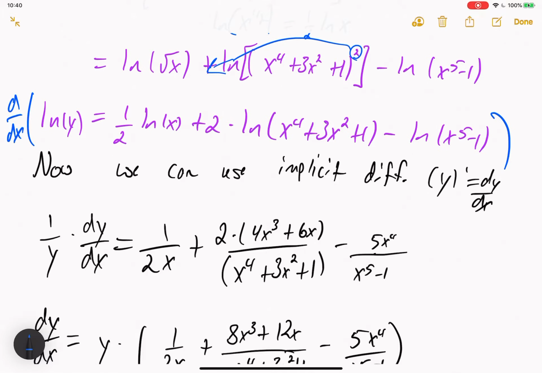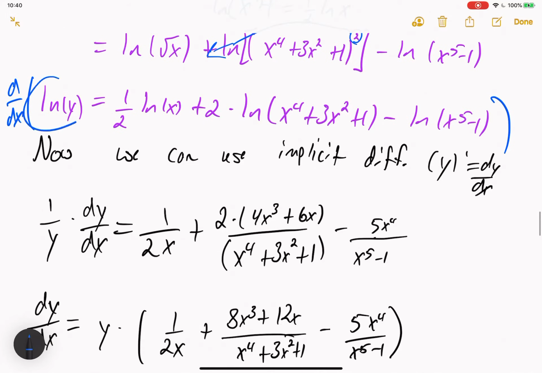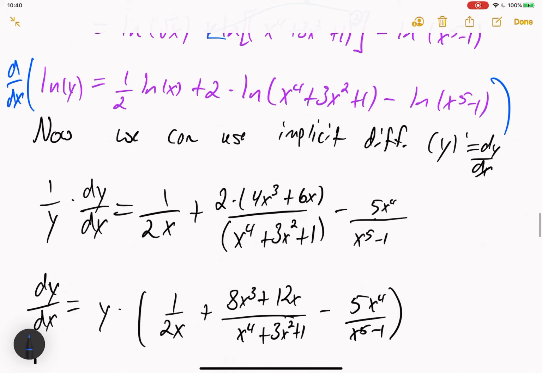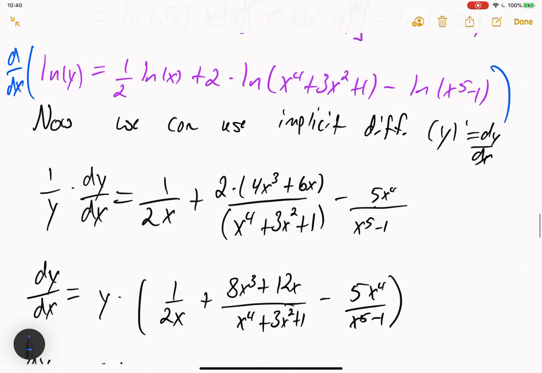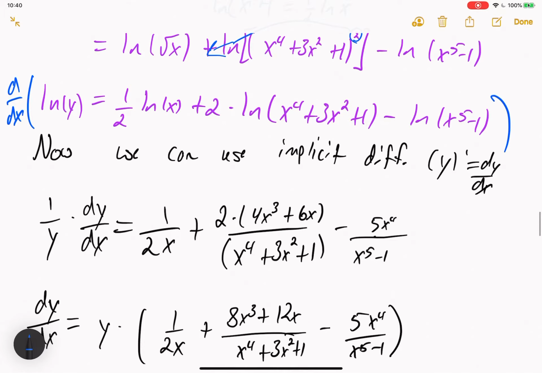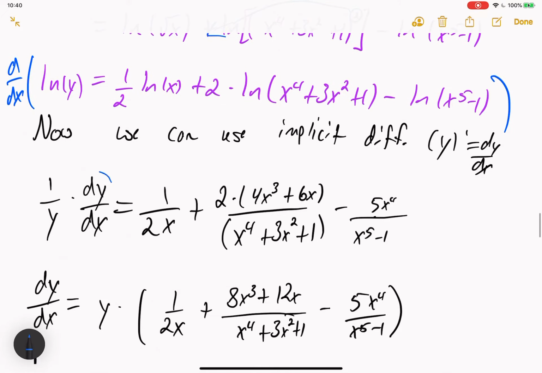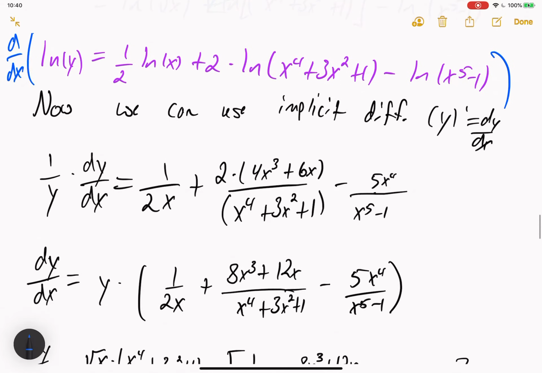And this is where it's implicit because now we don't have just y, we actually have something as a function of y. We have y as something other than itself normally. So in this case, we have ln of y. Remember that the derivative of y is dy dx. So for the derivative of ln, it's 1 over the argument, so 1 over y, times the derivative of the argument, so times dy dx. And now this is where we get to use the properties of logarithms. So the derivative of 1/2 ln of x: the derivative of ln of x is just 1 over x. So we get 1 over 2x.